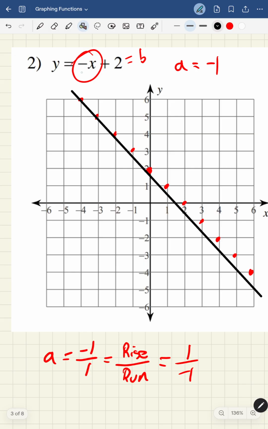And remember that the slope is negative. There's a -1 here. That means the line is going down. Okay, let's try another one.